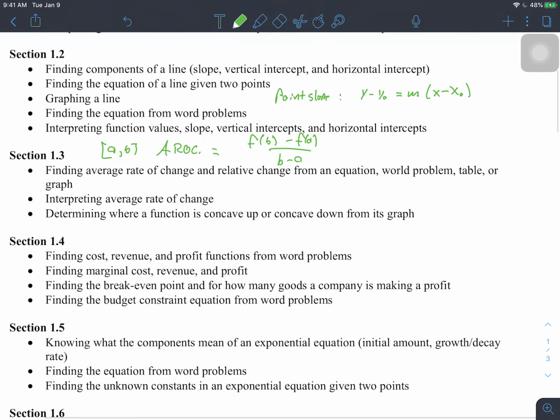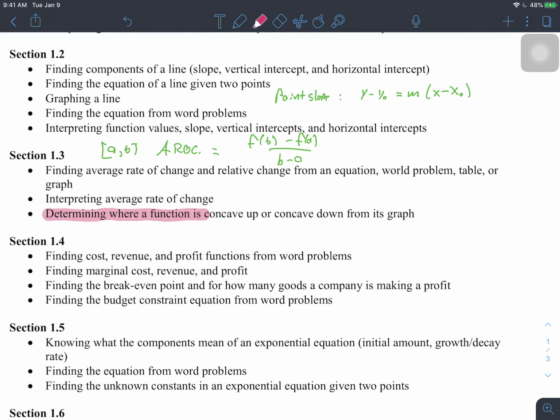So that is how we find the average rate of change. It's also known as the slope of the direct path, if you remember that. And we should be able to do word problems using this method. And this part is sort of important.